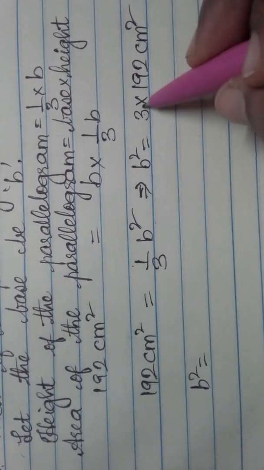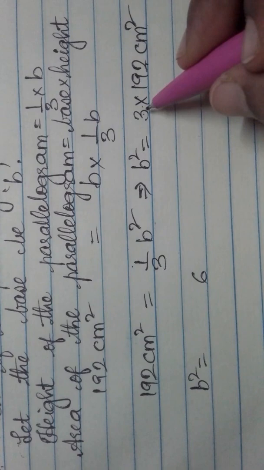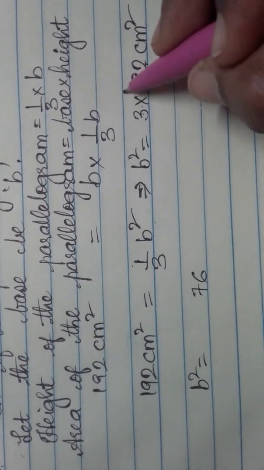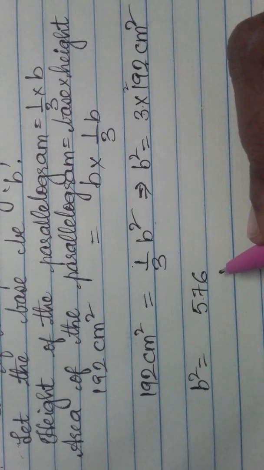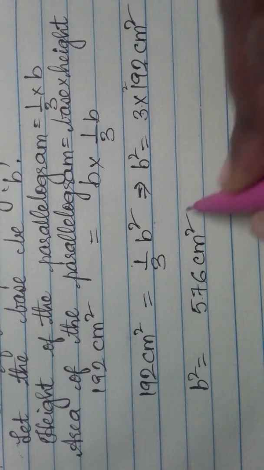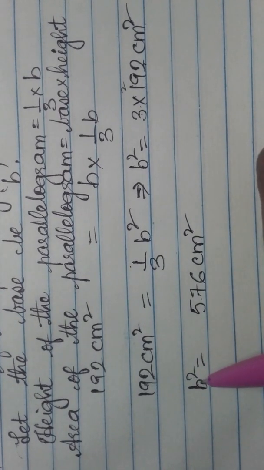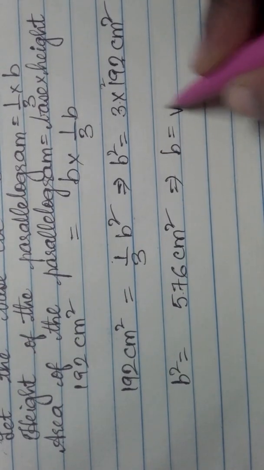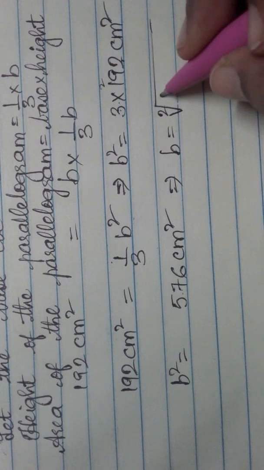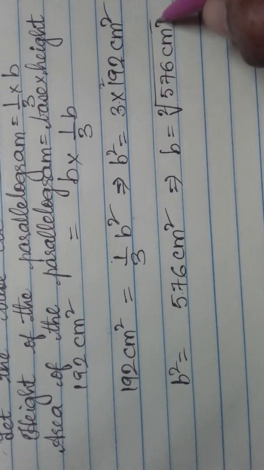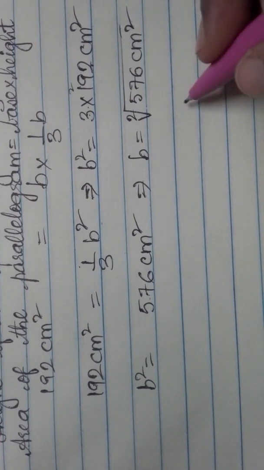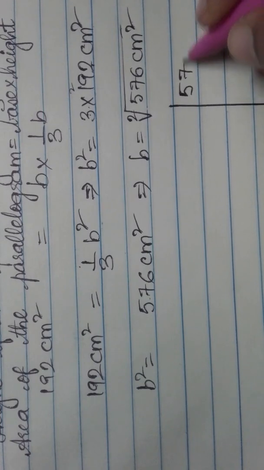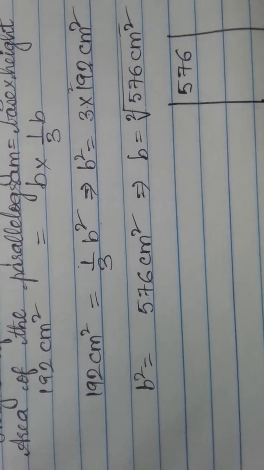B square is equal to 3 2s are 6, 3 9s are 27, 2 is the remainder, 3 1s are 3, 4, 5, 576. This is what you got, centimeter square. B square, when it is transposed to the other side, it becomes square root. It becomes square root of 576 centimeters square. You know how to find out the square root, no children? So let us find out the square root.